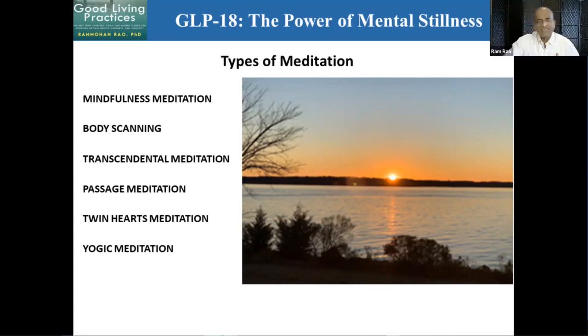Now, in all these cases, in all these types of meditation, you are trying to unite the body, mind, and emotions. Which means you are bringing in that state of equanimity, bringing all three aspects of individuality into oneness. And that's the goal of good living practice. Okay, so the final goal of meditation or mental stillness is to feel at ease, relaxed, to be at peace with yourself and your surroundings.